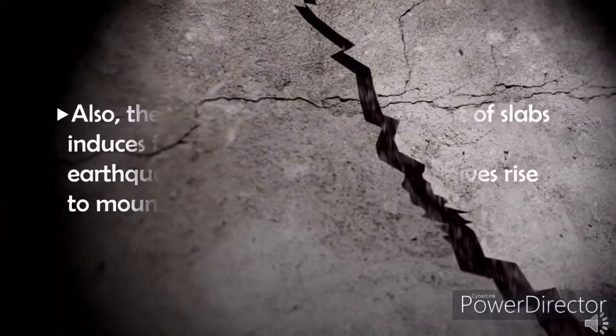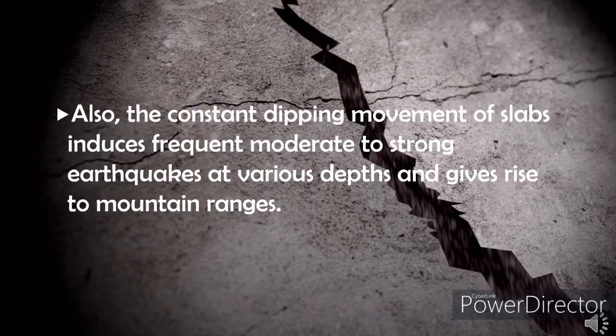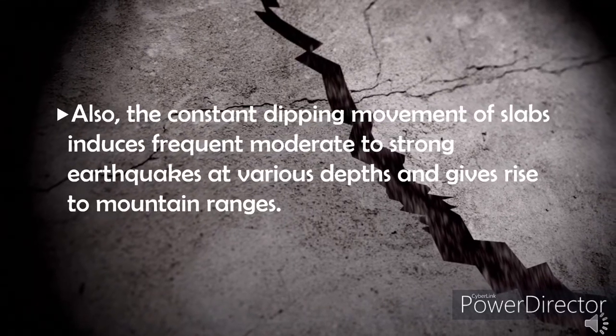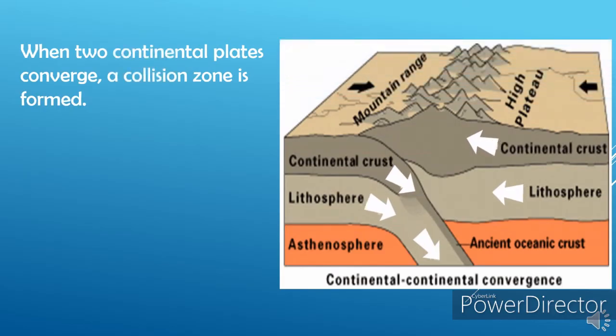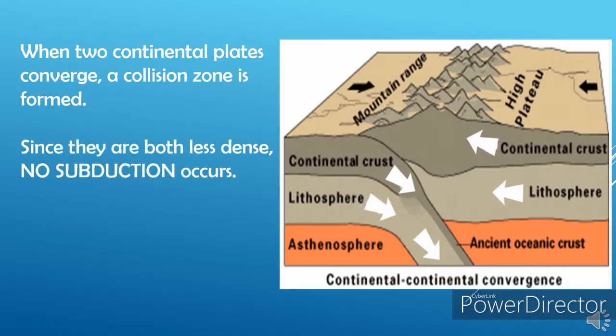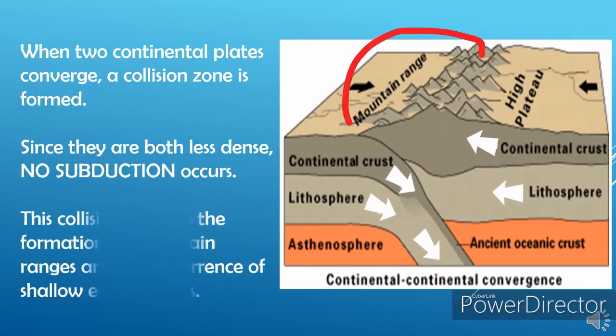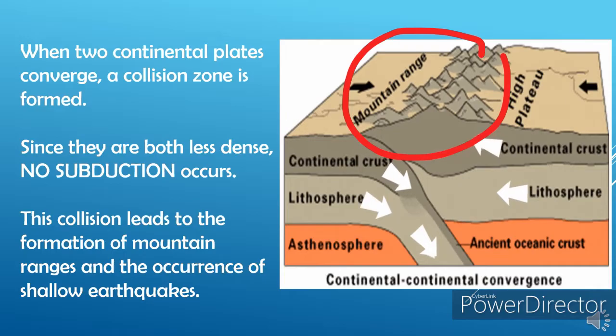Also, the constant tipping movement of slabs induces frequent moderate to strong earthquakes at various depths and gives rise to mountain ranges. When two continental plates converge, a collision zone is formed. Since they are both less dense, no subduction occurs. This collision leads to the formation of mountain ranges and the occurrence of shallow earthquakes.